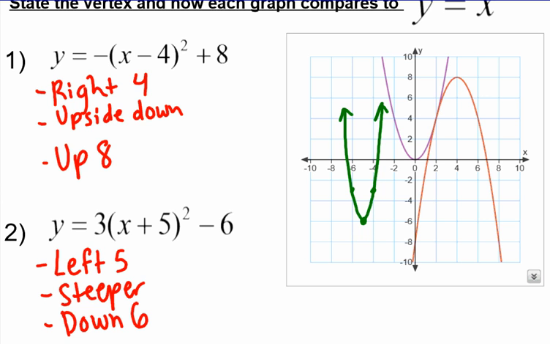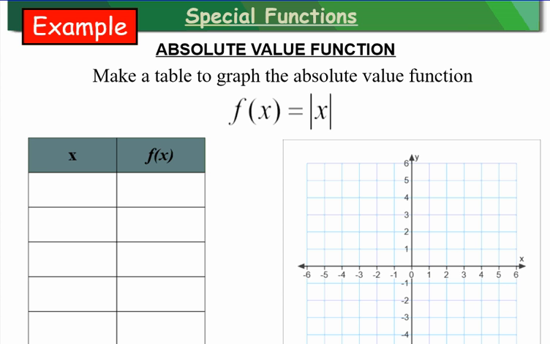We're going to be doing that with a new function today, and that new function is called an absolute value function. So if you would, have your note packet out. It should start with this. So the first thing that we're going to do, if we don't know what this function looks like, is we do what we've always done. We just make a table and plot points and see what pattern develops.